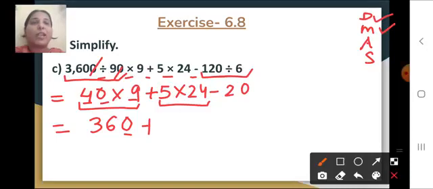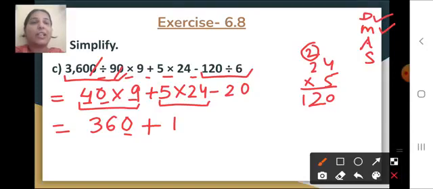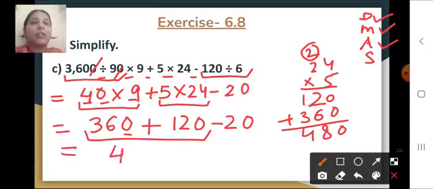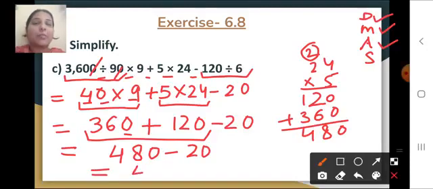Plus now we'll multiply 24 by 5. When we multiply 24 by 5, we'll get 120. So we will write here minus 20. Now in the next step we will add 360 plus 120. When we add, we'll get 480. So 480 minus 20. Now we'll just subtract. When we subtract, we'll get 460 as the answer.